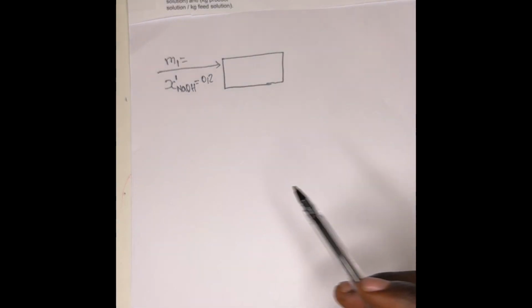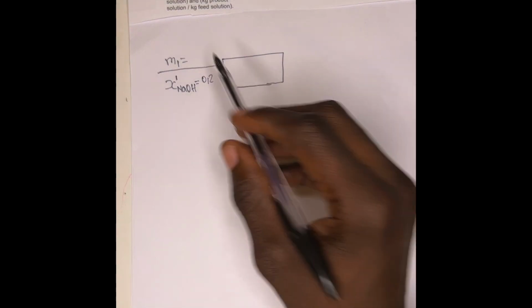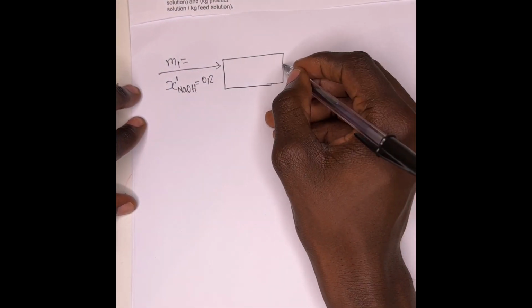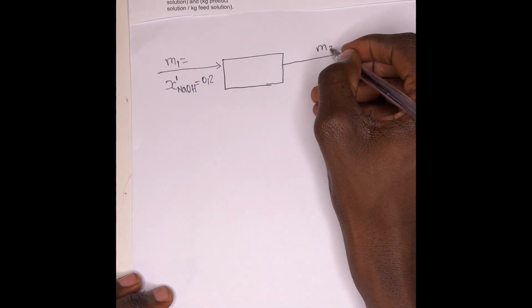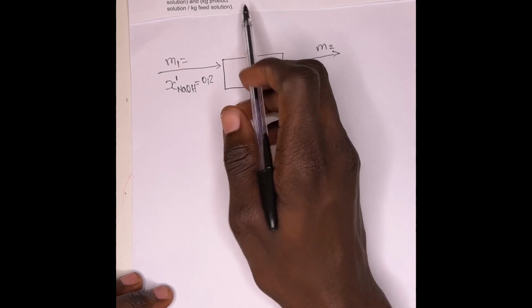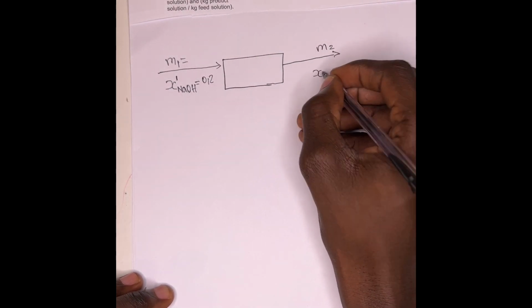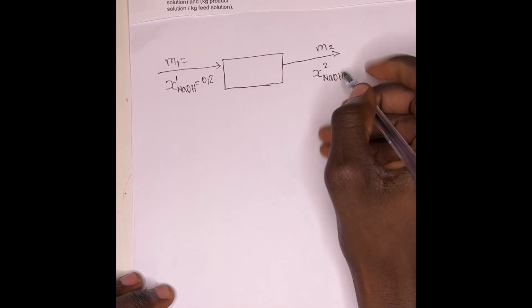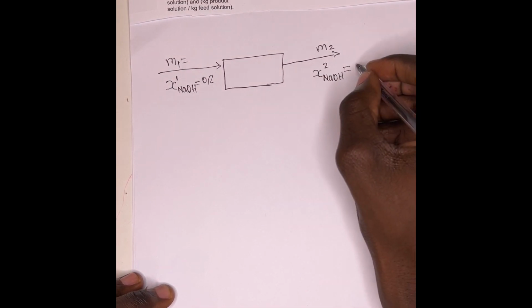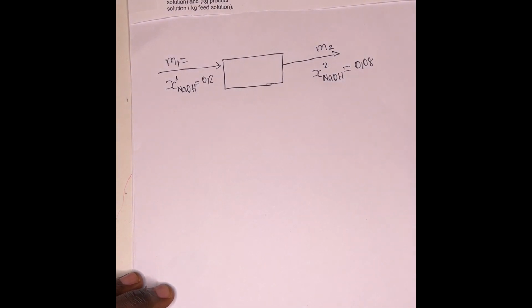When you have a question like this, it says it produces, guys, can you see? It produces 8%. So this is the product. From here, you can call this M2. And it produces X of sodium hydroxide, with 2 to show it's from stream 2, which is 8%, in other words 0.08.